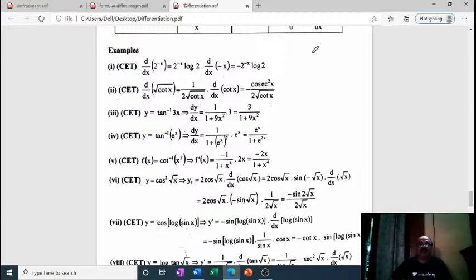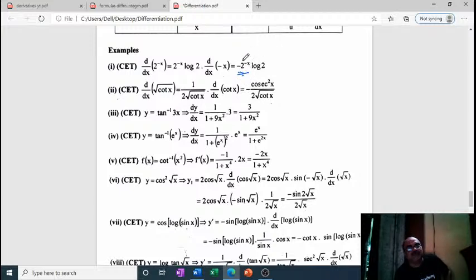Differentiation of 2 power minus x. It's like a power x. What is a power x? A power x into log a. So 2 power minus x is 2 power minus x into log 2, and differentiation of minus x will be minus 1. So altogether the answer is minus 2 power minus x log 2. You should not forget this.